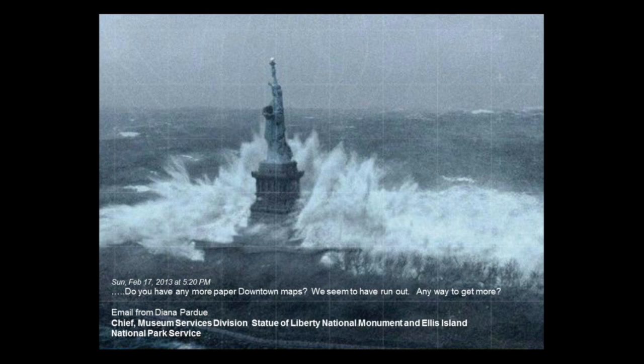My contribution to the 9/11 was actually to make a map, which Joyce was kind enough to mention. For reasons that are not clear to me, my colleague, Diana Pardue, whose day job is managing the Statue of Liberty and its collection inside, for some reason ran out of paper maps that we had actually last printed in 2006. And it bothered her enough for her to send me an email because she needed more.